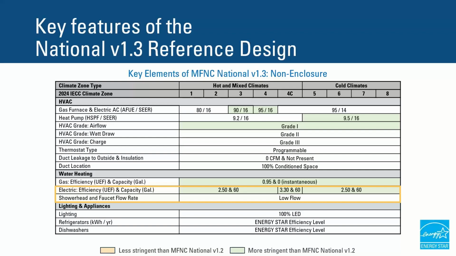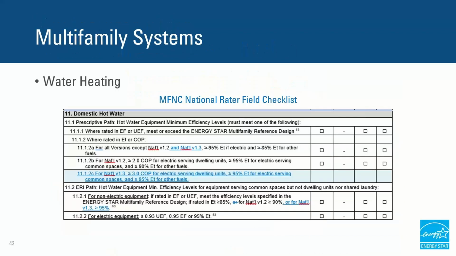So not all of the HVAC and water heating systems are included in the reference design. In alignment with these improvements, we're also updating the requirements on the larger water heaters and other multifamily HVAC equipment that are located in the Rater field checklist items. So for the large water heaters in the prescriptive path, electric water heaters serving dwelling units need to be at least 3 COP. For other fuels, they will need to be at least 95% thermal efficiency. And in the ERI path, the non-electric water heaters in the common spaces that are not serving laundry rooms also need to be that same 95% thermal efficiency.